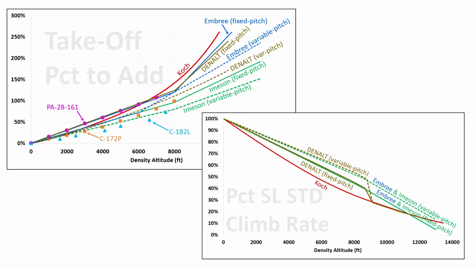Also, we looked at other means to estimate takeoff and climb performance based on density altitude, and they include those of Imeson and Embree and the DENALT computer. The Koch chart software calculates values for the 4 methods shown here, so let's take a look at the program now.